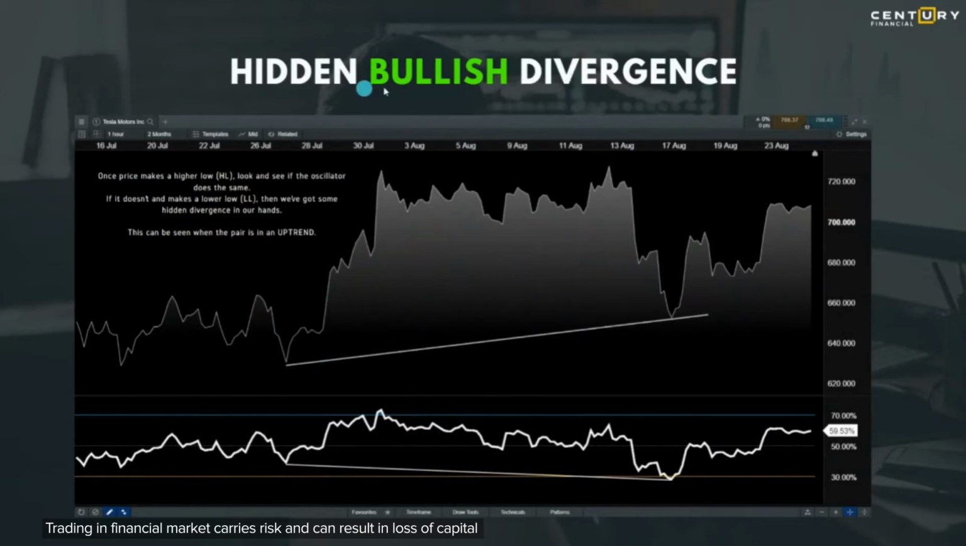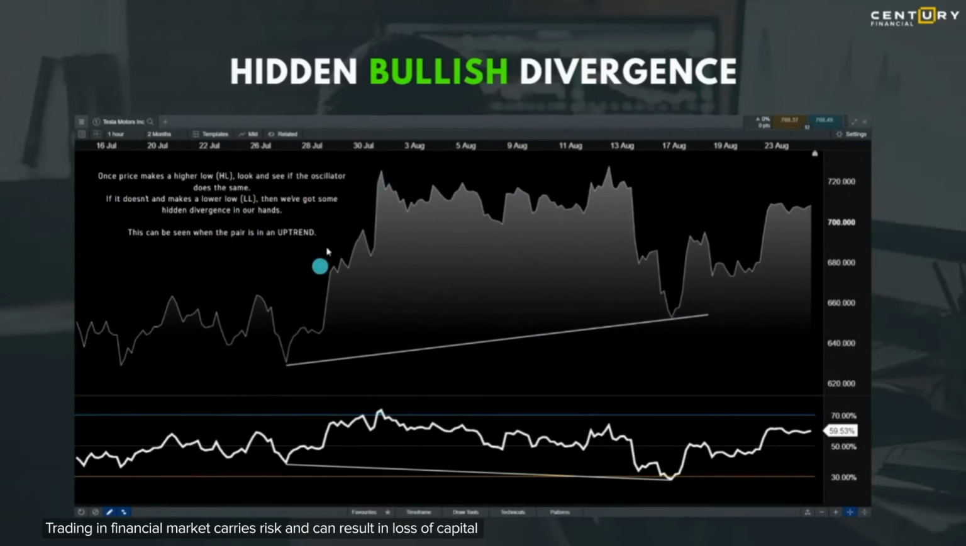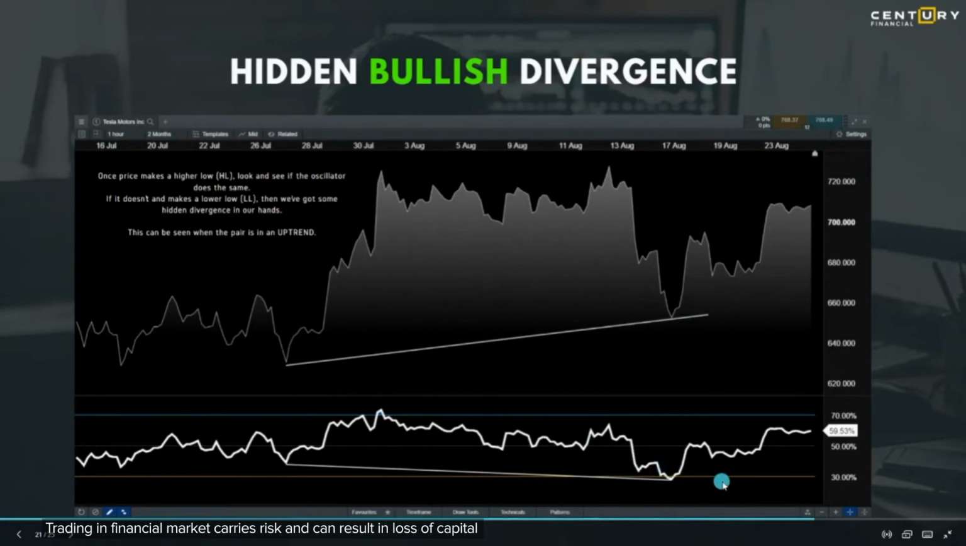Now you will see on a hidden bullish, again, it is a cone. But in this case, we are looking at a higher low in the price action. So every time the market went up and it came back down, it did not go below the previous low. So it made a higher low. Whereas on your RSI, it has made a lower low, technically indicating that there is a sign of exhaustion or there is a sign of oversold region.